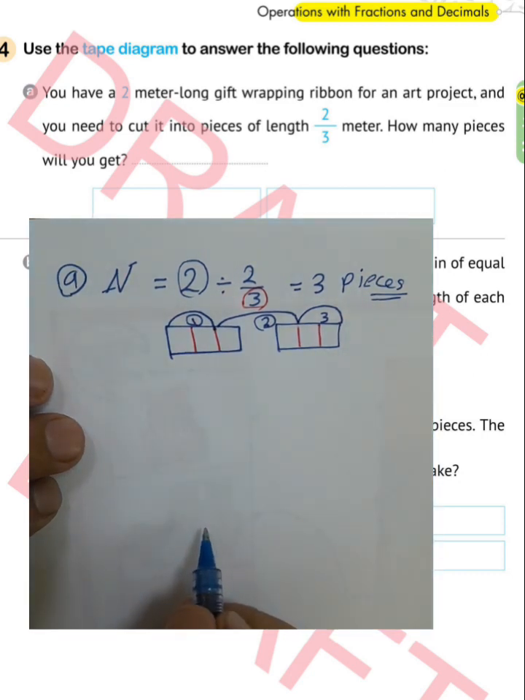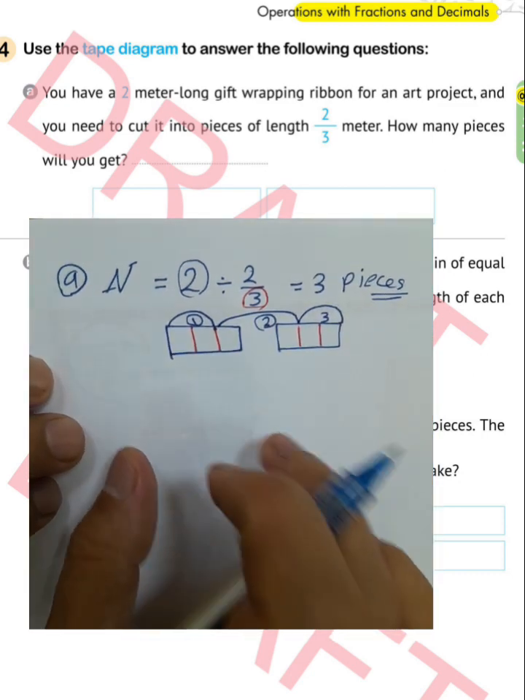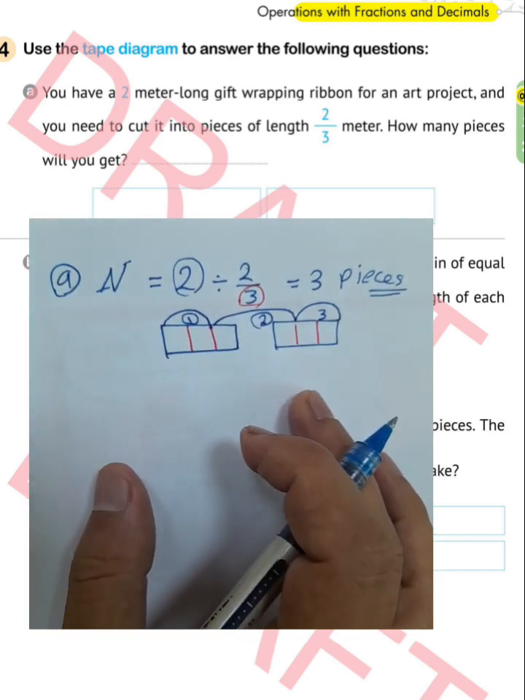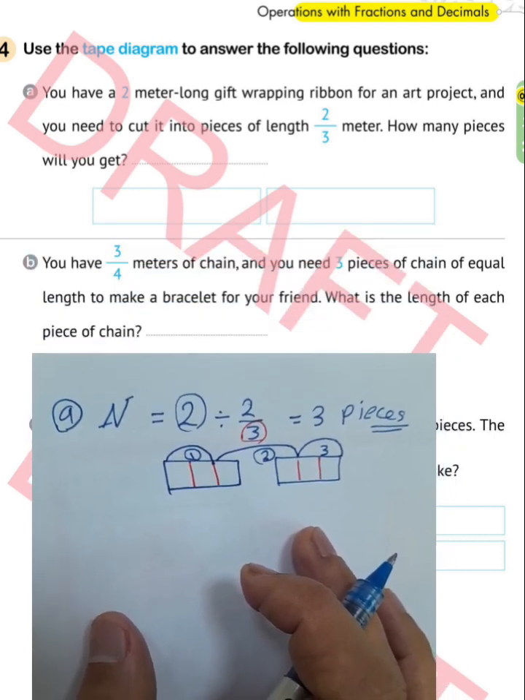Understood? What did he ask about? Using a tape diagram. You must use a tape diagram to find the result. Which letter B?